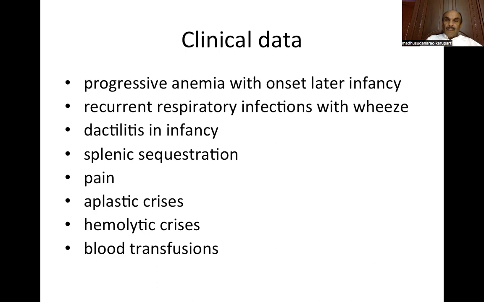Dactylitis, which is symmetrical painful swelling of the joints of the feet as well as the hands in infancy. Splenic sequestration is a dreadful complication of sickle cell disease presenting with volume depletion and hypovolemic shock. Sickle pain, aplastic crisis, hemolytic crisis, and history of recurrent blood transfusions. These are the clinical data that should be taken into consideration in the history.